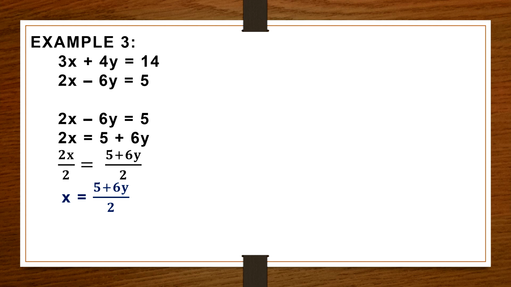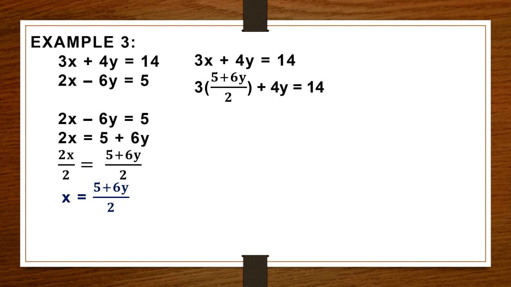The next step is to substitute this into the other equation, the first equation. Substitute the expression for x into this equation: 3 times (5 plus 6y all over 2), then copy positive 4y, equals 14. Multiply 3 to the numerator. 3 times 5 is 15. 3 times 6y is 18y. Then just copy the denominator, which is 2, and copy positive 4y and equals 14.